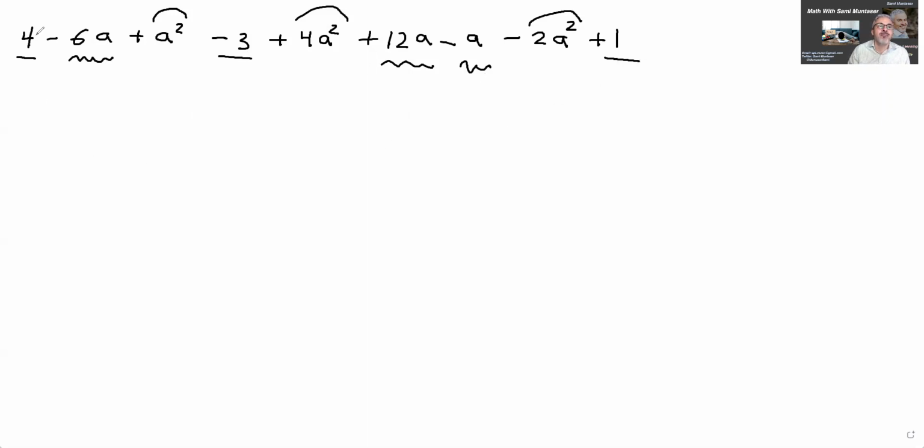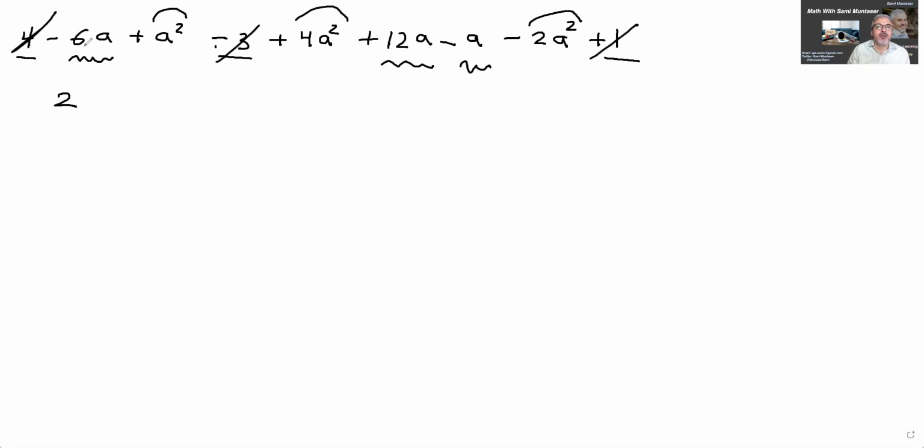That's the first thing. So you go 4. You don't go minus here because this is not the sign that belongs to the 3. So you go 4 minus 3. That's 1. And then you jump, and this is another like term. So you have 1 there. 1 plus 1 is 2. So that's done.